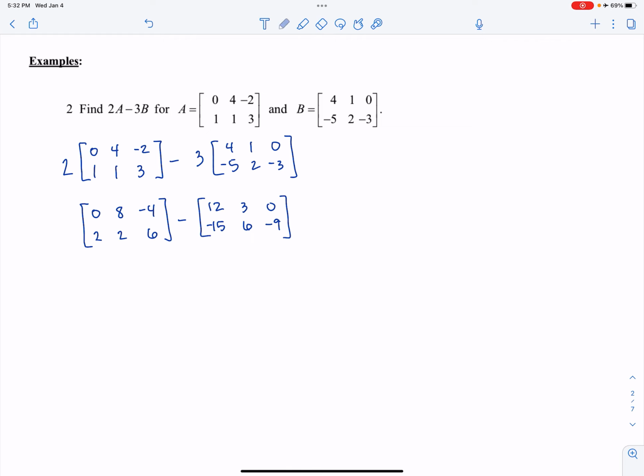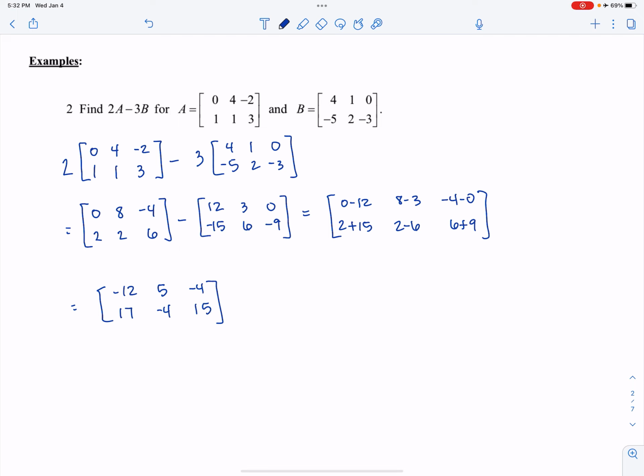This will give us 0 minus 12, 8 minus 3, negative 4 minus 0, 2 plus 15, 2 minus 6, 6 plus 9. Now we have negative 12, 5, negative 4, 17, negative 4, 15.